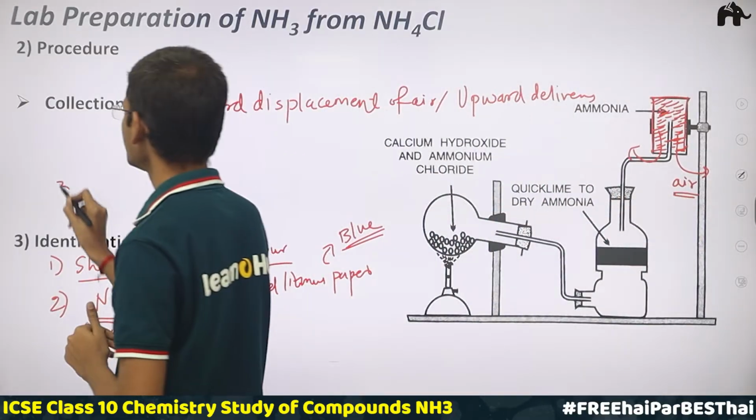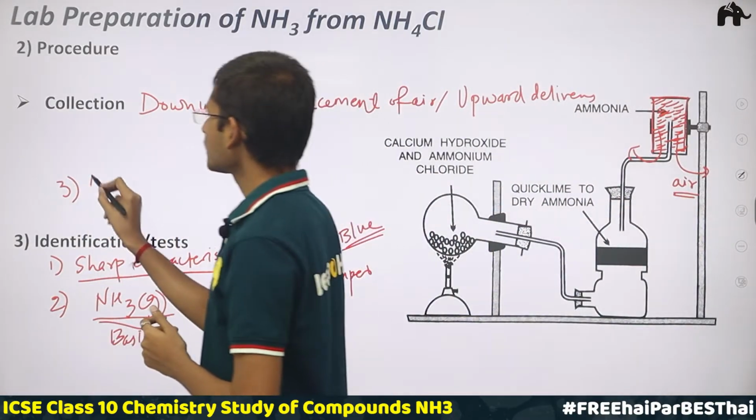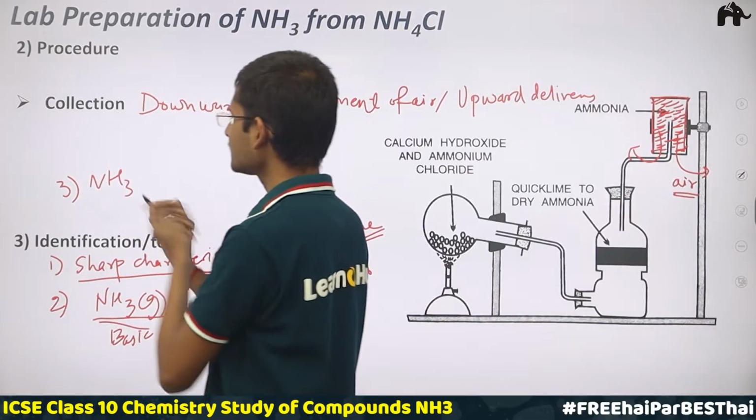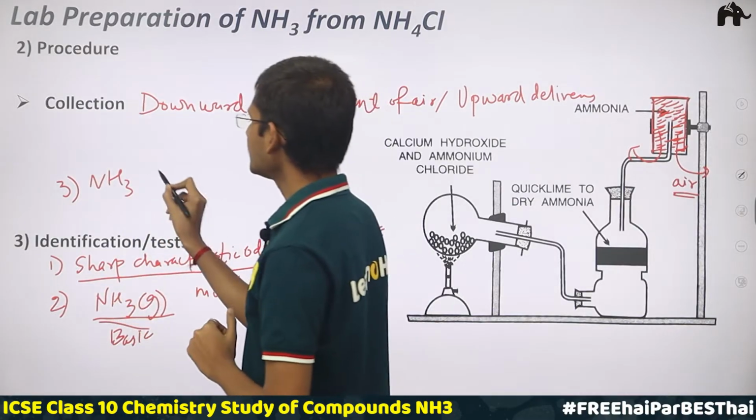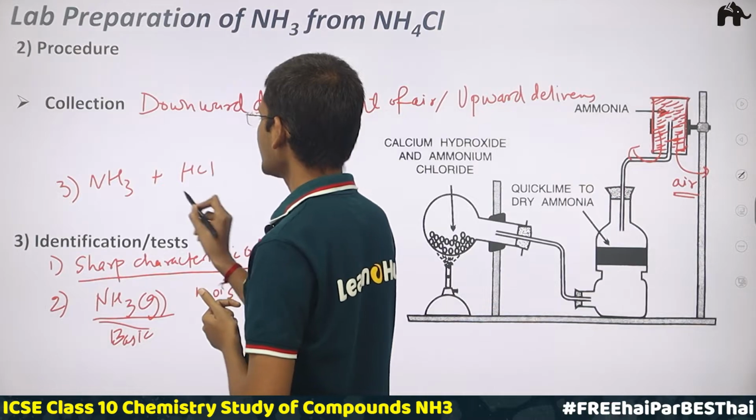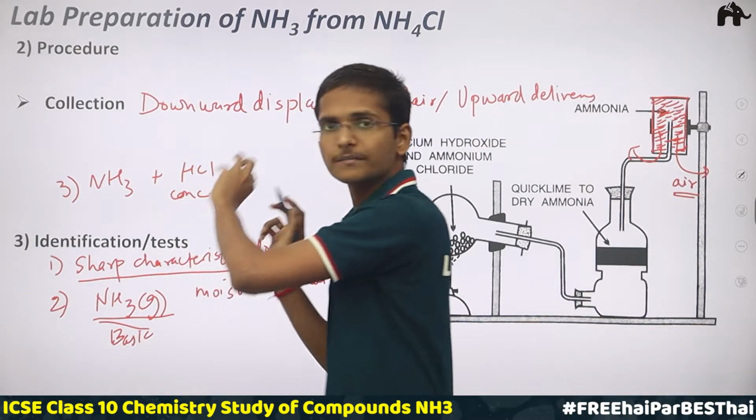And another one which we have already studied is that we can take ammonia gas and then add concentrated HCl into it, into the ammonia gas.